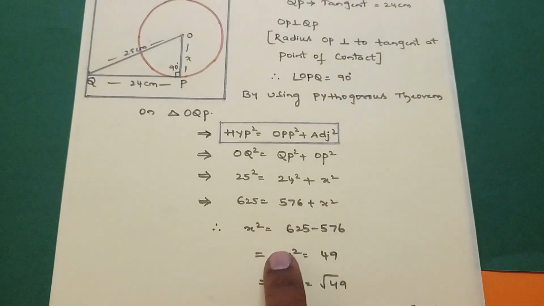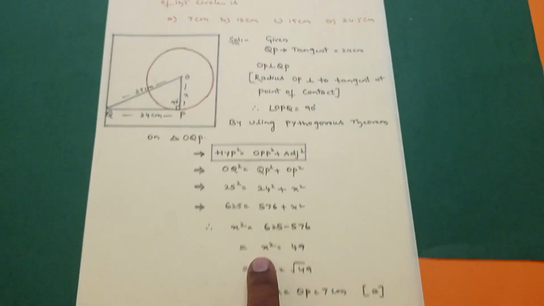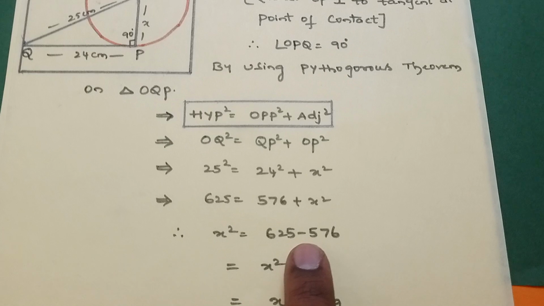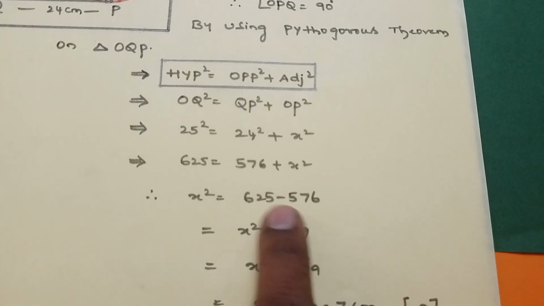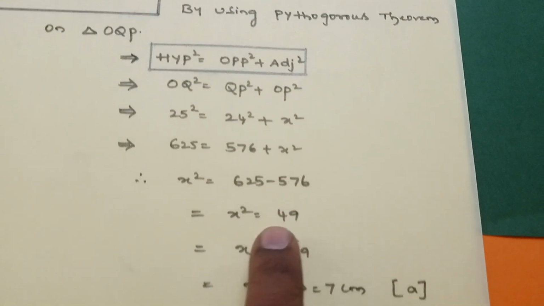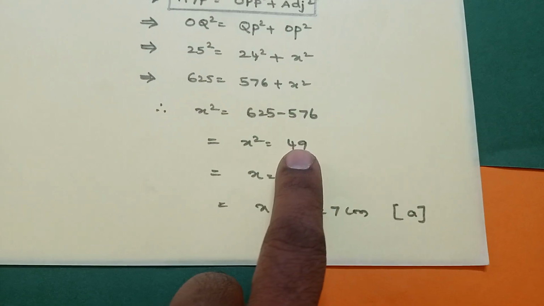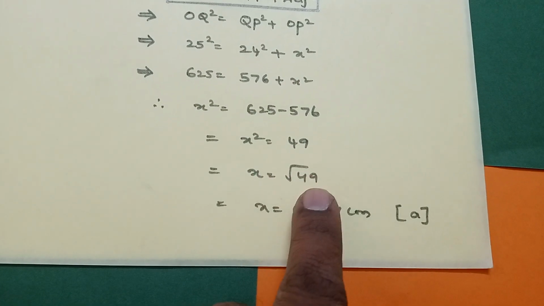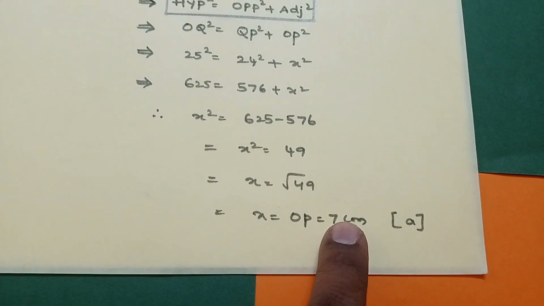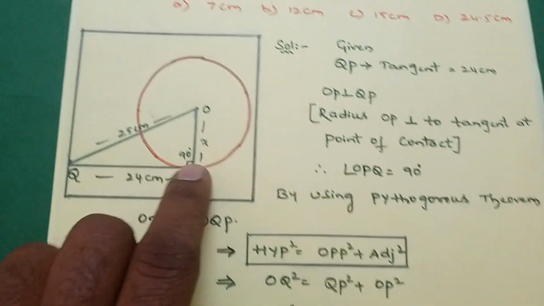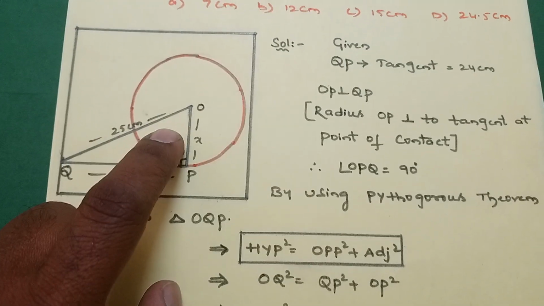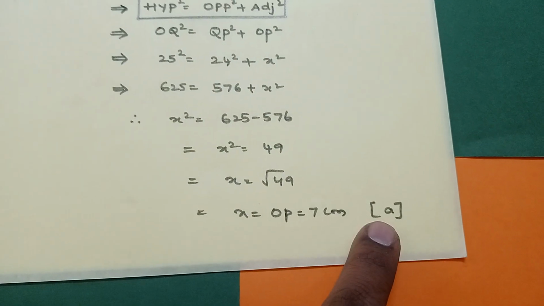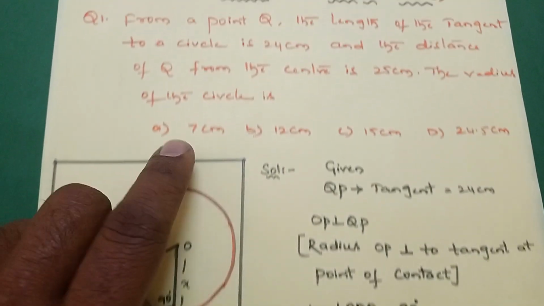Simply we get 25 square minus 24 square, which is 49. Therefore, x square is equal to 49, x equals the square root of 49, so x equals 7 centimeters. Therefore, the length of OP, the radius, is equal to 7 centimeters. That is option A, guys. So, option A.